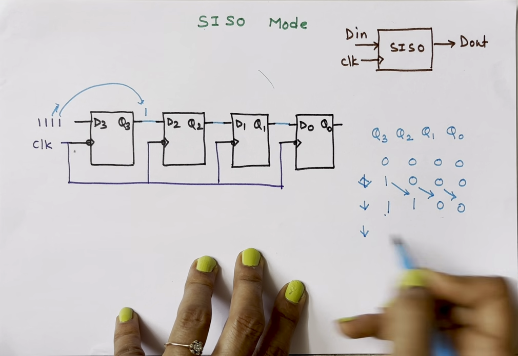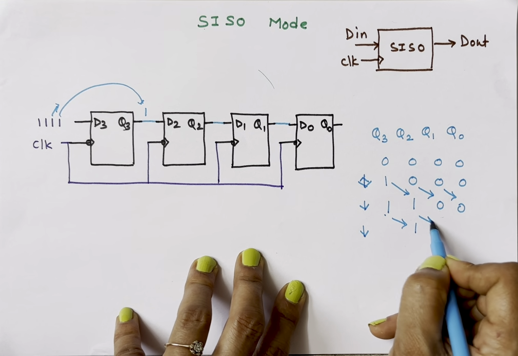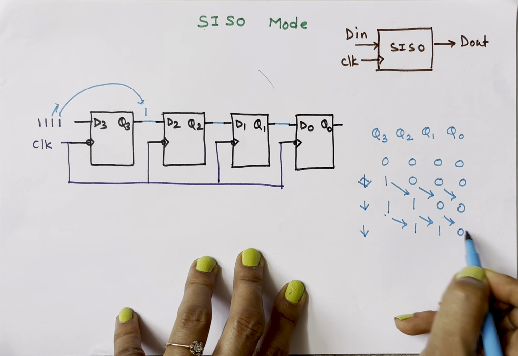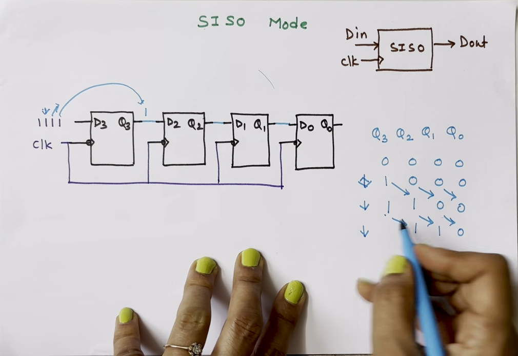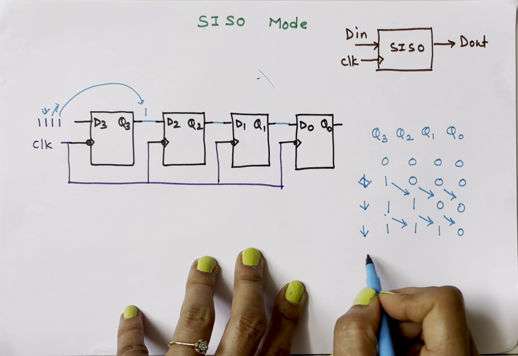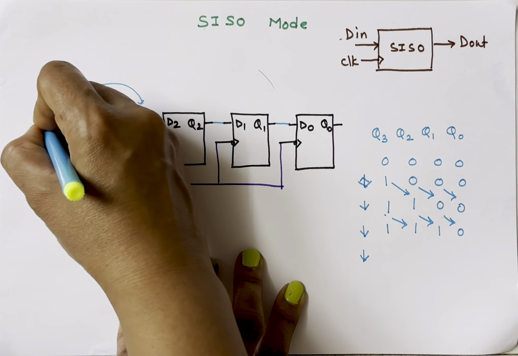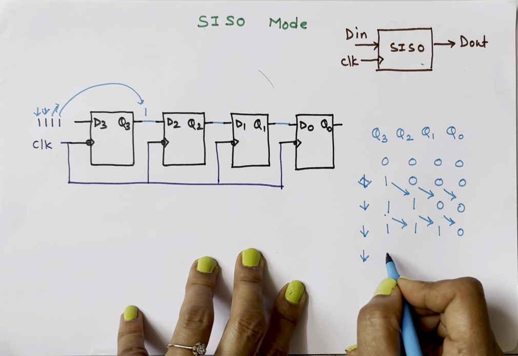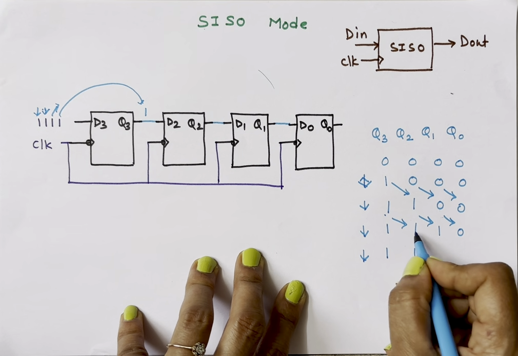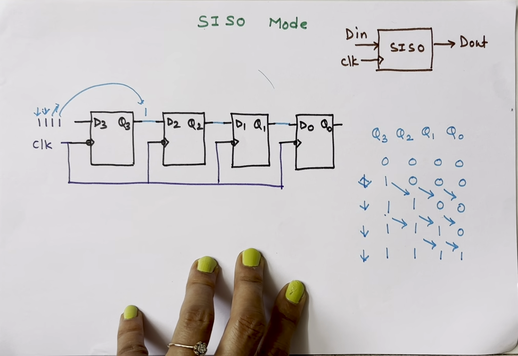After the next clock pulse, this 1 will come here, this 1 will come here, this 0 will come here, and this third 1 will come inside the shift register. At the 4th clock cycle, this 4th one will come here at Q3 and this data will shift towards right. 1, 1, this one will come here and this one will come here.